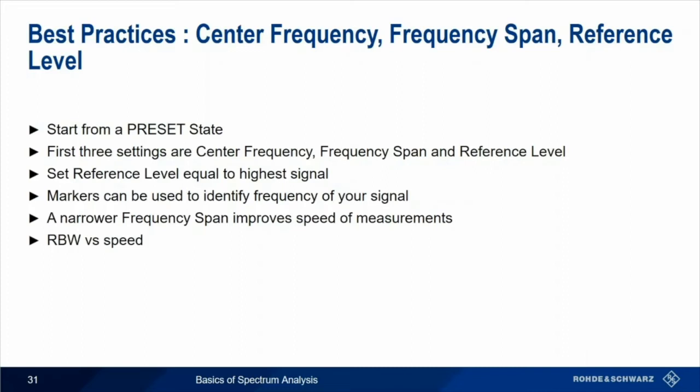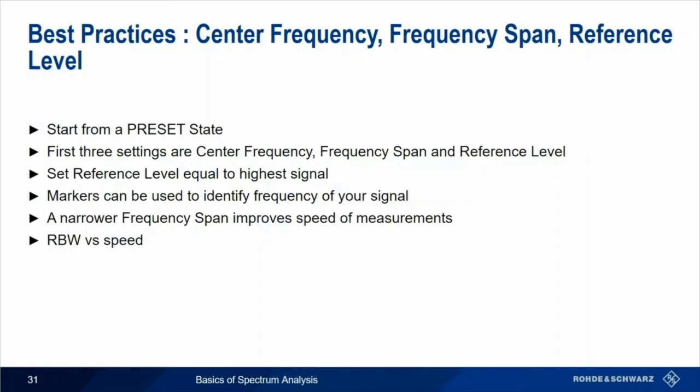The first three settings that you're going to want to look at are center frequency, the span that you want to look at, so the frequency span, and the reference level. Again, you're going to set reference level equal to the highest signal, and you're going to want it to be slightly below the top of the display. You can use markers like we talked through earlier to identify the frequency of interest that you want to look at, and then use that to set your center frequency and then adjust your span.